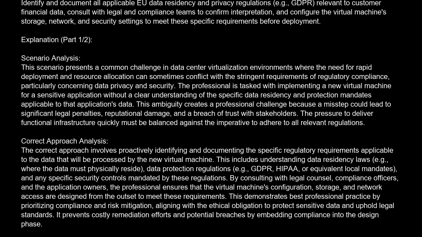It prevents costly remediation efforts and potential breaches by embedding compliance into the design phase. Incorrect approaches analysis. Proceeding with the deployment without verifying regulatory requirements is a significant regulatory and ethical failure.